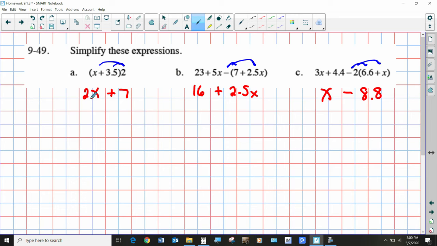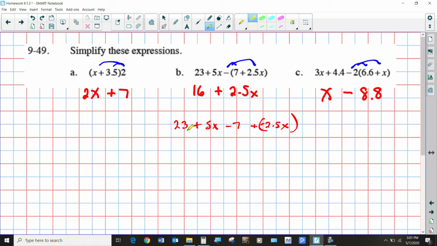2 times x is 2x, and 2 times 3.5 is 7. Here, a common mistake that people make is thinking that that minus sign is going to apply to the 7, but not apply to the 2.5x. But it has to apply to both of them. So you would keep the 23 as it is because this is not affecting any of these terms. Keep the 5x as it is, but that becomes minus 7 and then minus 2.5x, or plus a negative 2.5x if you want to think of it that way.